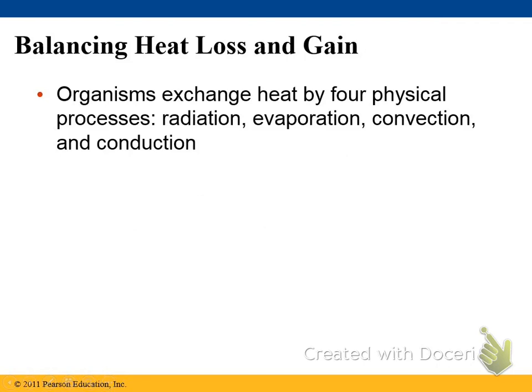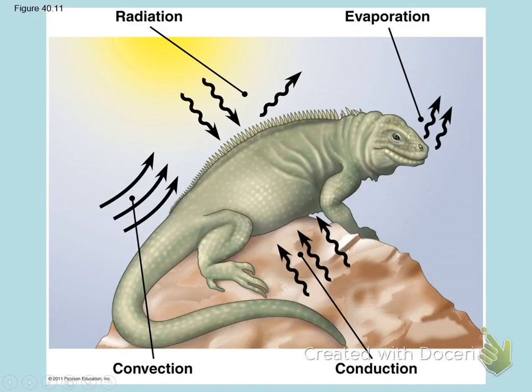Organisms exchange heat by four physical processes: radiation, evaporation, convection, and conduction. Here's a picture of all those. Conduction is where they absorb the heat. Convection is where it blows on you? I have no idea. Evaporation is where you sweat, and radiation is where the sun would heat you up.